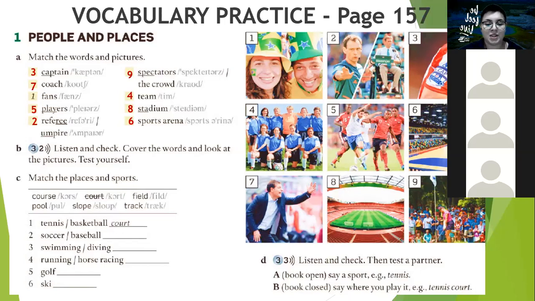Okay, excellent job, guys. Now, we're going to skip letter B and we're going to go straight to letter C, okay? We have to match the places and sports. So each one of the words that we have here on this exercise is the name of the place where you play a certain sport, okay? Just as we have here in this example. For example, it can be a tennis court or a basketball court. That's how you call the place where you play those sports.